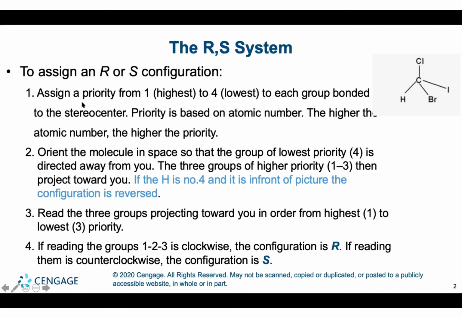First, we should assign a priority from 1 to 4. Because as we know, there are 4 different groups around the chiral center, so we should assign priority to them. What are the priorities? Priorities are based on atomic number. The higher the atomic number, the higher the priority.